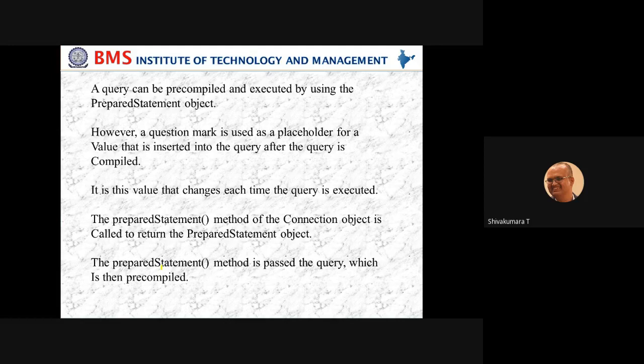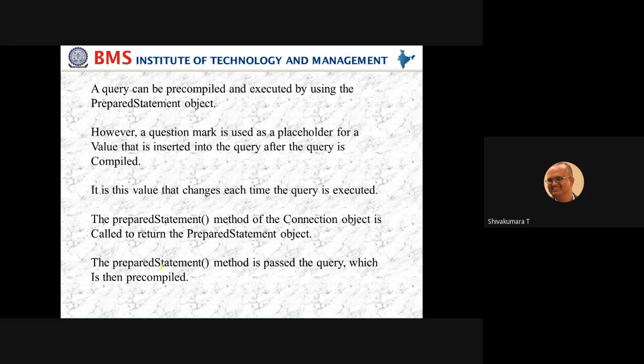So on the fly, which item the customer is going to order is unpredictable while developing your applications. If you want to support such kind of unpredictable applications, you need to use the question mark as a placeholder in that query. It is this value that changes each time the query is executed.